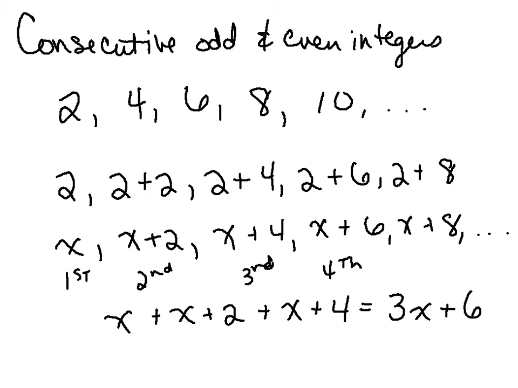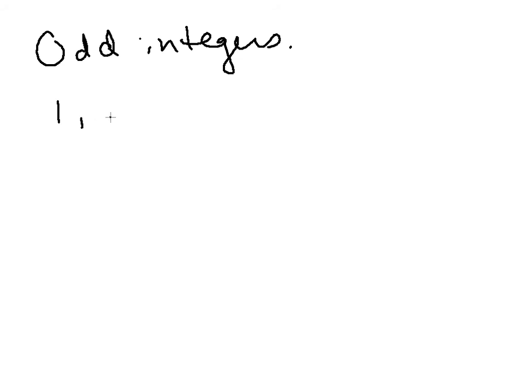We want to do something similar when we're adding consecutive odd integers. So we're looking at the odd integers now. I want to make a list of odd integers just to see what the pattern is. My odd integers are 1, 3, 5, 7, and the pattern continues. I want to repeat what I did before. My first consecutive odd integer, at least in this list, is 1. Then, how do I get from 1 to 3? 1 plus 2 gives me 3.